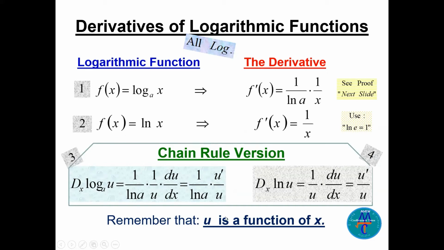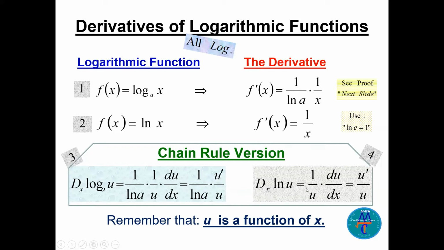And remember, u is the function of x. So it will be 1 over ln of a times 1 over u times the derivative of u with respect to x, which is u prime. So you can write directly 1 over ln of a times u prime over u.